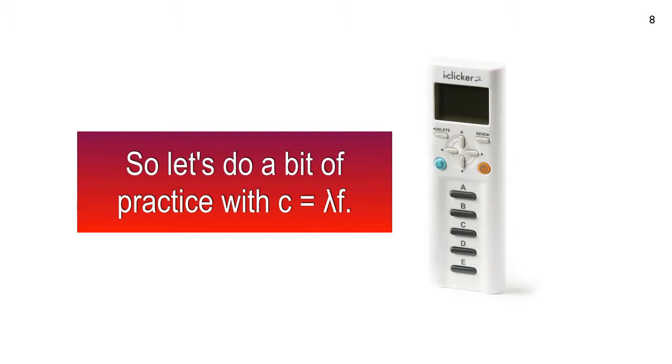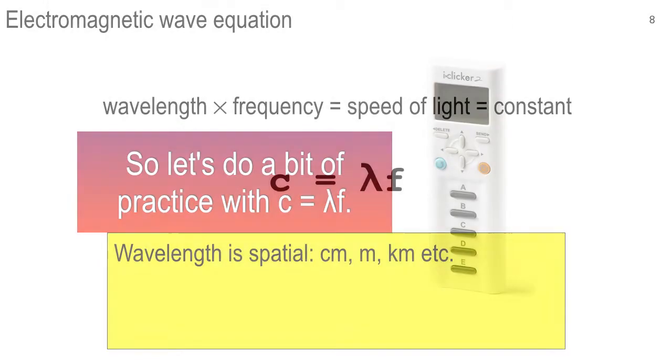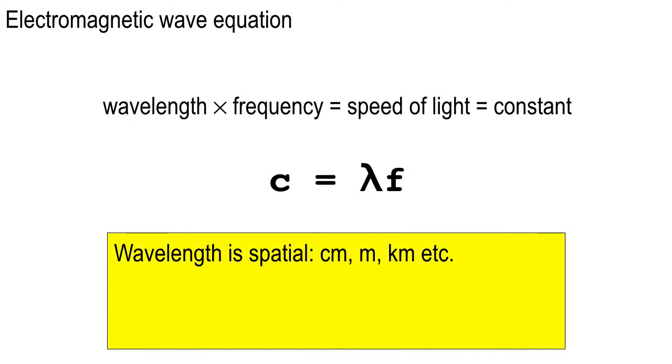But first we'll do a practice calculation, and then I'll let you guys do a calculation. All right? So here's our wave equation, c equals lambda f. Wavelength times frequency is the speed of light. Speed of light is a constant. Wavelength is spatial, so it's going to be measured in centimeters or meters or kilometers or something like that, nanometers for visible light.